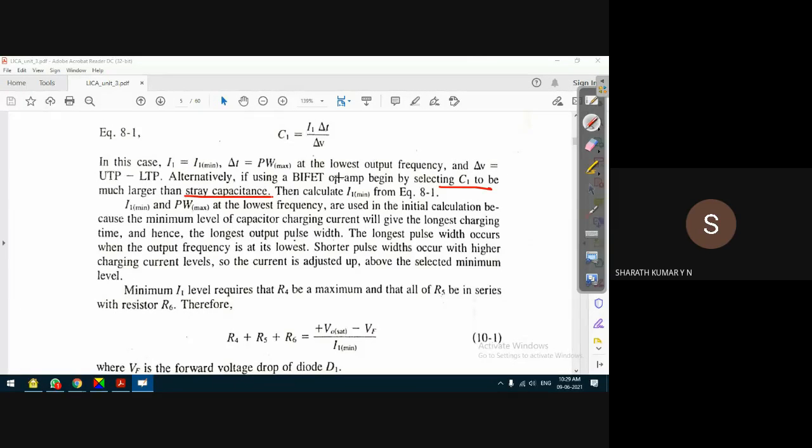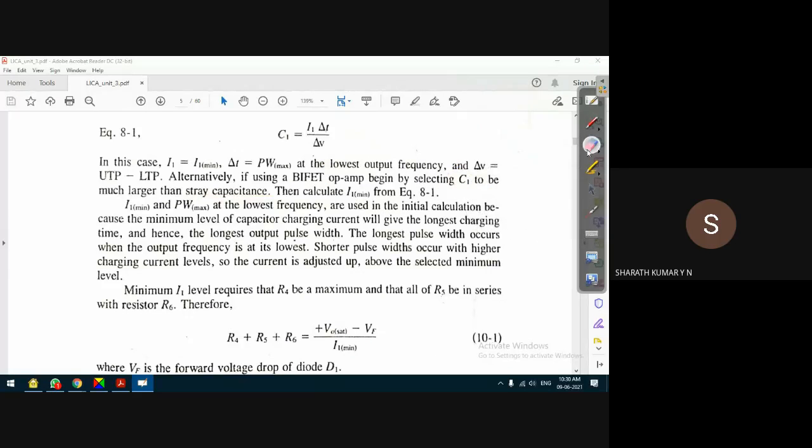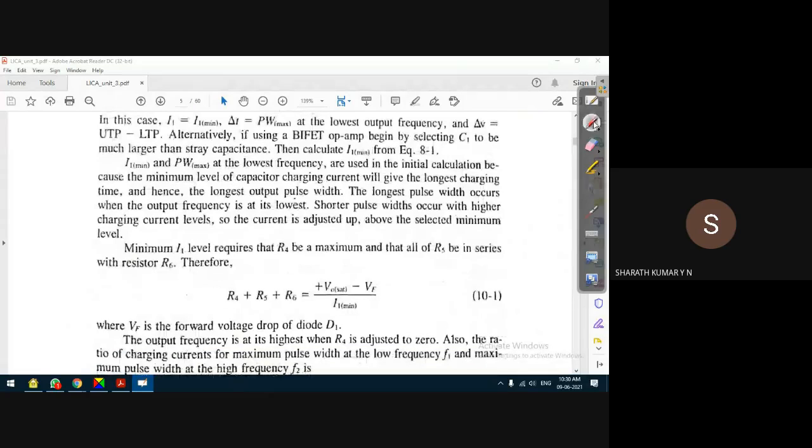One point I would like to make here is, for a FET op-amp, C1 will be larger compared to a BJT op-amp. An example of a BJT op-amp is 741. So for 741, let us say we use C1, and for a FET op-amp, let us say we use C2. The C2 will be much larger than C1. That's all, please keep in mind, because we can't go into the discussion of stray capacitance. It is a separate topic in the David book.